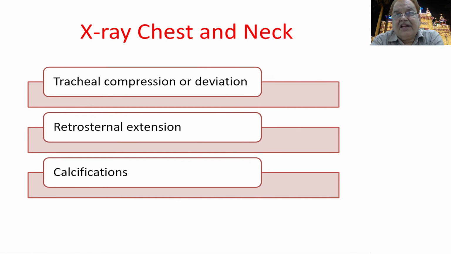X-ray of the chest and neck is to be done for these patients, especially when you are going to operate, because you want to see whether the trachea is compressed or deviated, and accordingly you will plan your incision, and your anesthetist will also see in which direction he has to pass the tube and what the size of the tube should be. It can also show retrosternal extension and calcification in the neck.